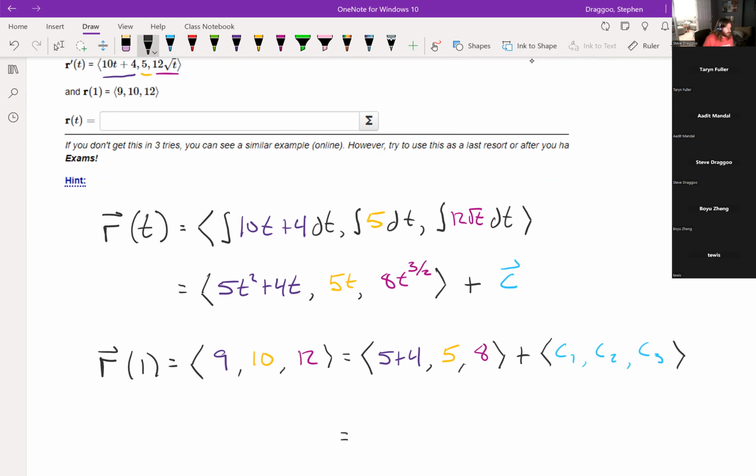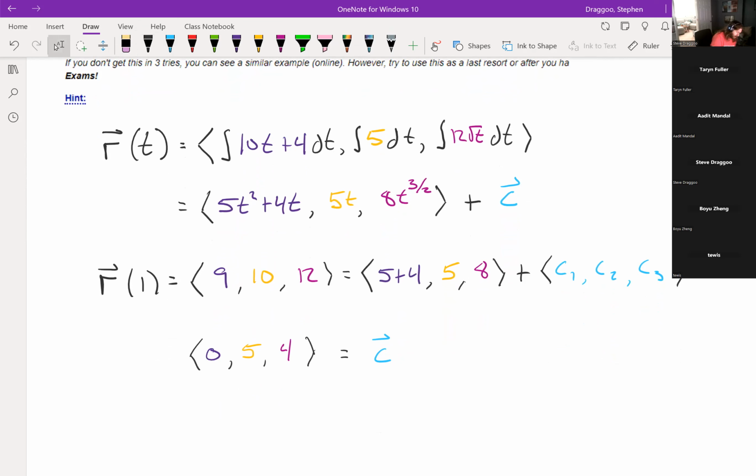So if I'm looking to get the C values, I can just subtract. My vector at R1 looks like 9, 5, 8. I'll just subtract 9, 5, 8 over to the other side and get 0 in the x component. 10 minus 5 is 5. And 12 minus 8 is 4. And that, again, is equal to, just simplify it right down, the c vector.